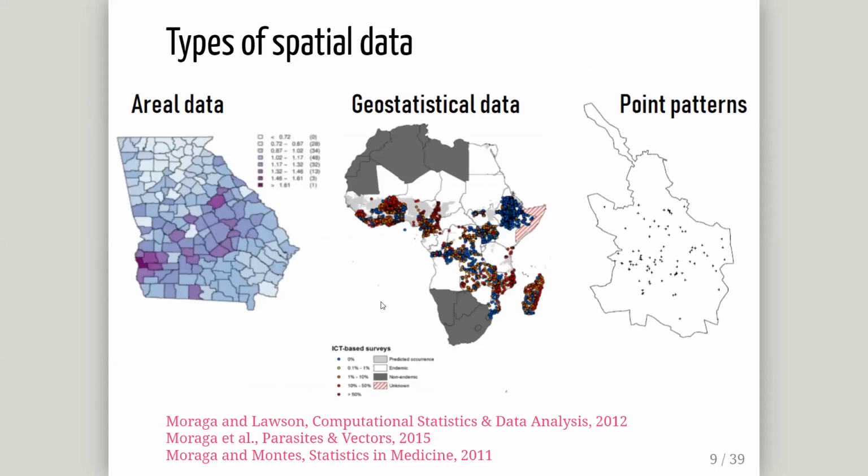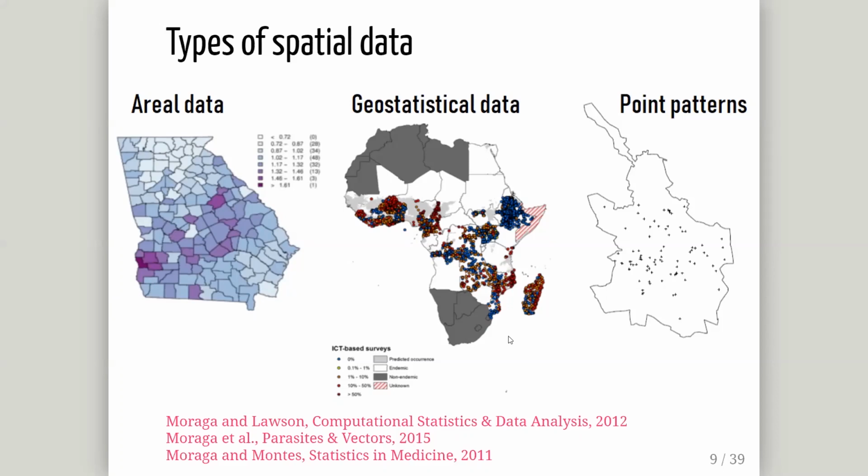Spatial data can be categorized in three types: areal data, geostatistical data, and point patterns. In areal data, the region of study is partitioned in several sub-areas, and we know the number of cases, the population at risk, and risk factors in each of the areas. And the objective is to estimate what is the disease risk in each of the areas.